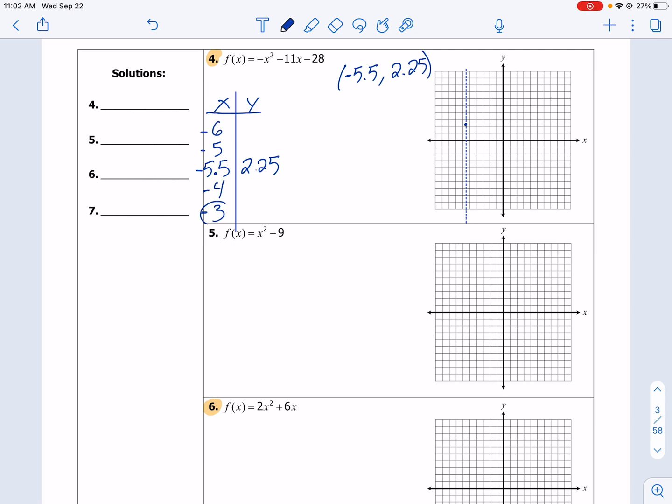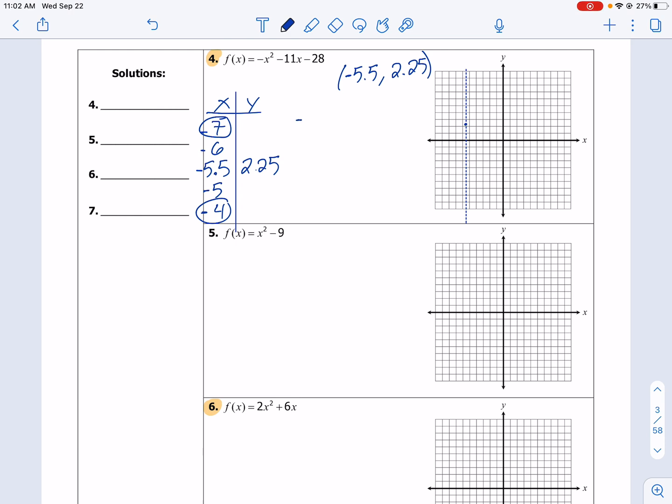And it wasn't till you plugged in these 2 points where you were going to get, oops, sorry. This should be, let's fix that really quick. Negative 6 and negative 5, negative 4 and negative 7. It wasn't until you plugged in negative 4 or negative 7 where you were going to get y equaling 0.